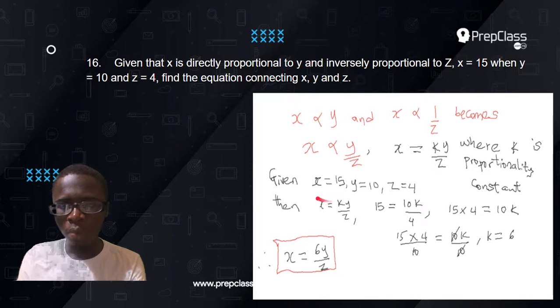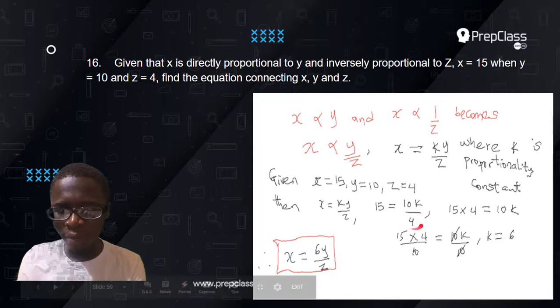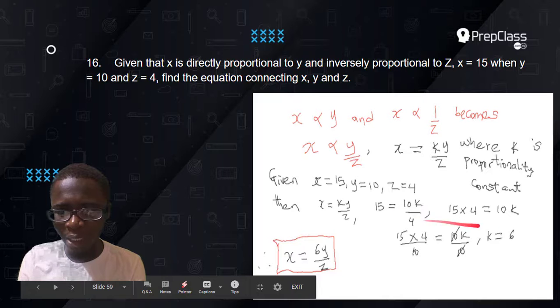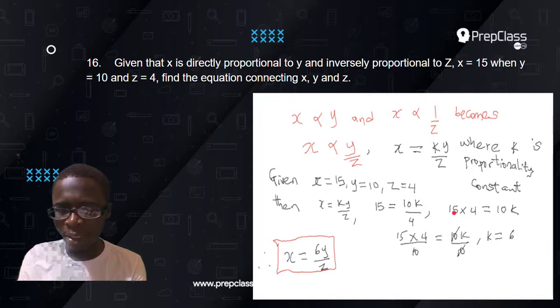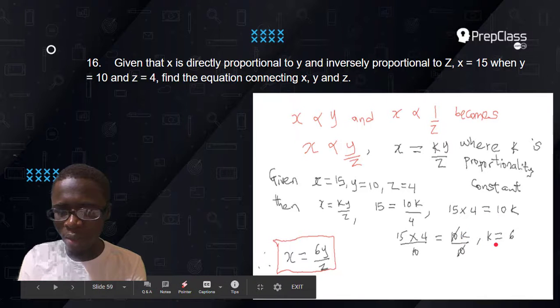So now, given that our x is 15, y is 10, z is 4, by the time we substitute into this particular expression, you discover that we have something like this. So x being 15, y being 10, and z being 4. All we need to do is to solve for the value of k here. So by cross multiplying, we have this equation, so to say. And dividing both sides by 10 gives us k equal to 6.